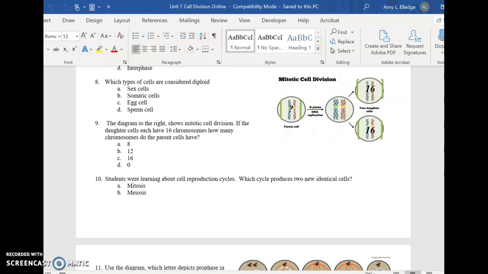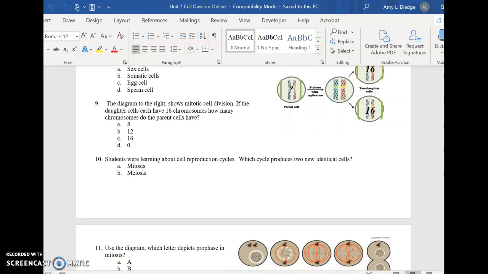Which type of cells are considered diploid? Diploid is when they have a full set of chromosomes. So hopefully you could figure this out by process of elimination, if nothing else. Egg cells and sperm cells are sex cells. Hopefully you know that. So because all 3 of those things are the same thing, they're probably not the answer. And so the answer is a somatic cell, which is a fancy way of saying your body cells.